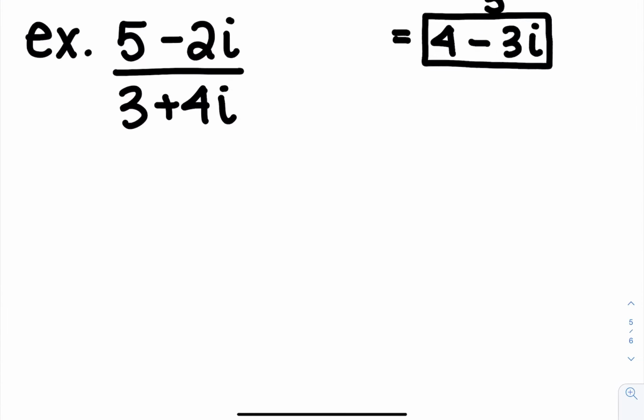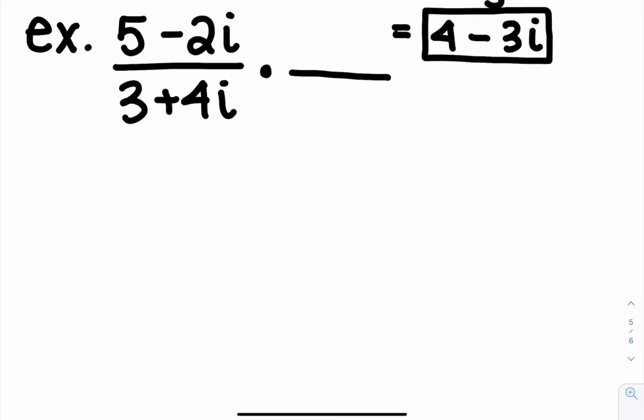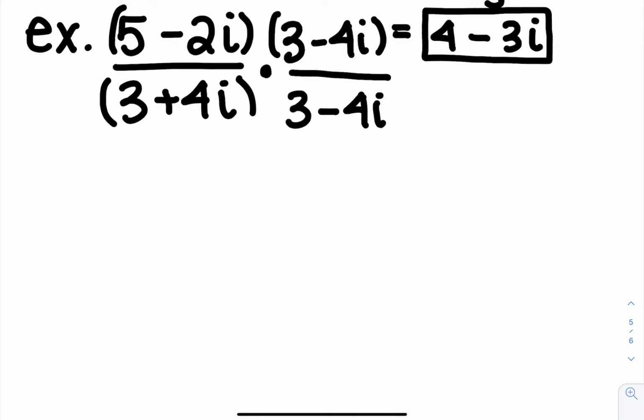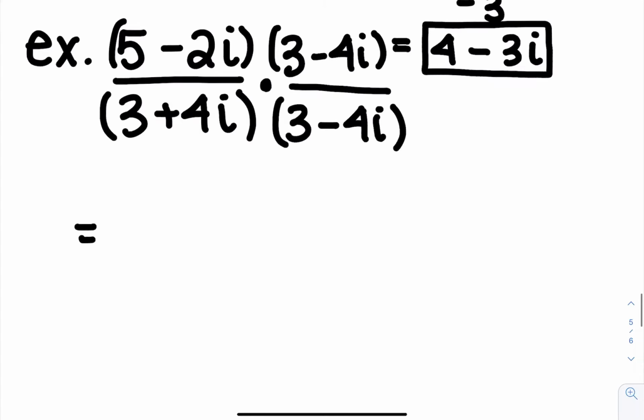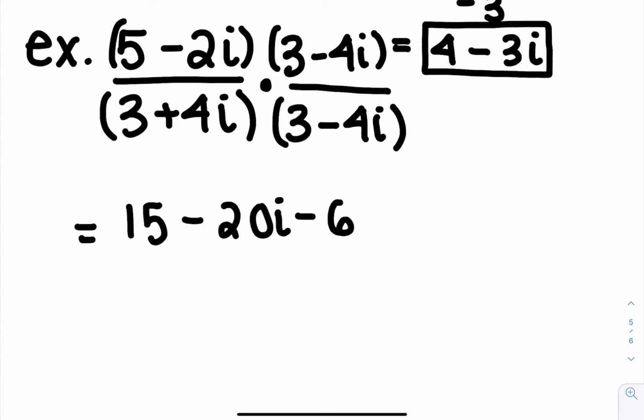If I come across something like this, what I have to do is figure out the conjugate of the denominator and multiply both numerator and denominator by that number. So I'm going to multiply both by 3 minus 4i. And I like to add parentheses so that I remember to distribute. So now I'll go ahead and multiply the numerator. I'll do FOIL, so 5 times 3 is 15. 5 times negative 4i is minus 20i. Negative 2i times 3 is negative 6i. And negative 2i times negative 4i will give me a positive 8i squared.